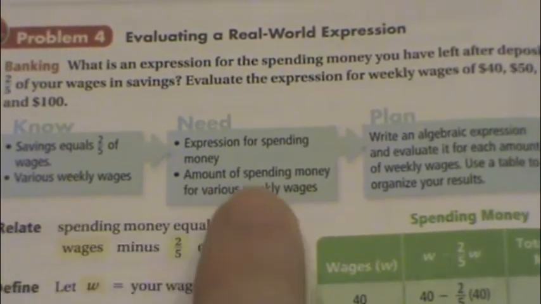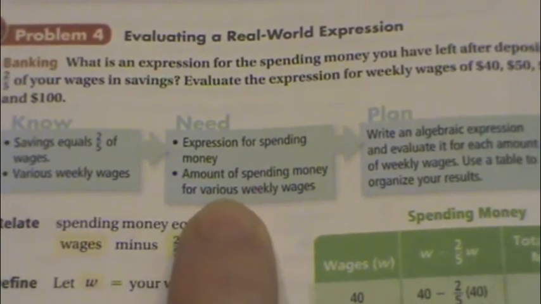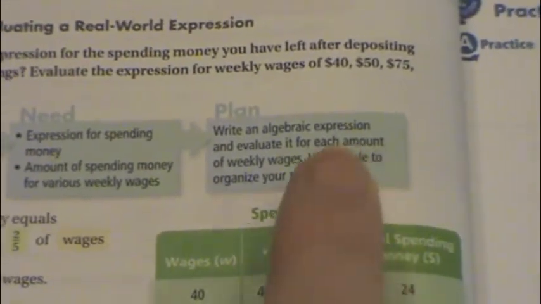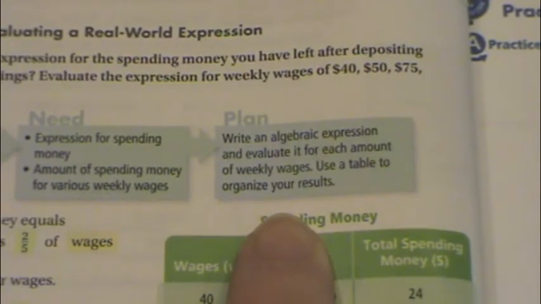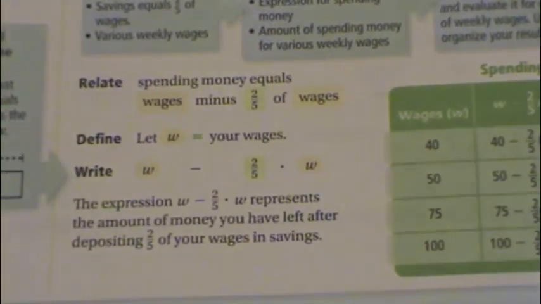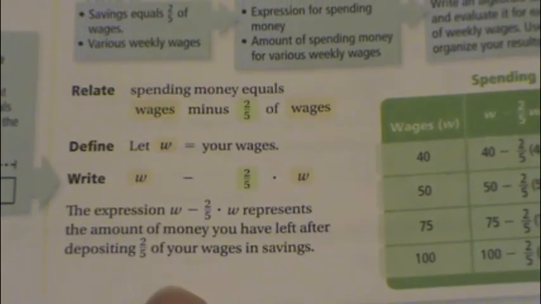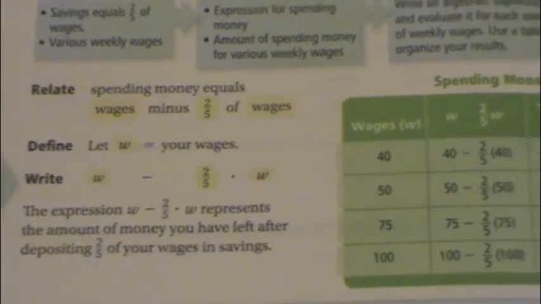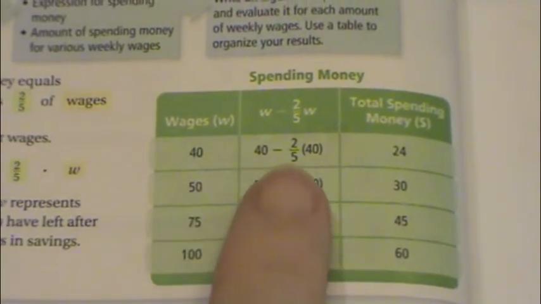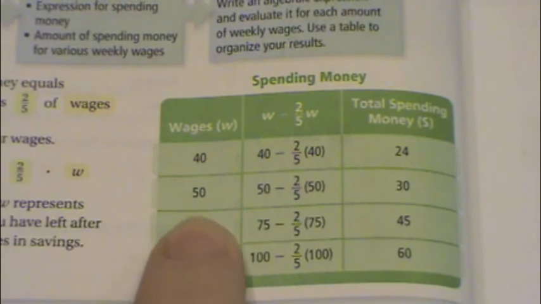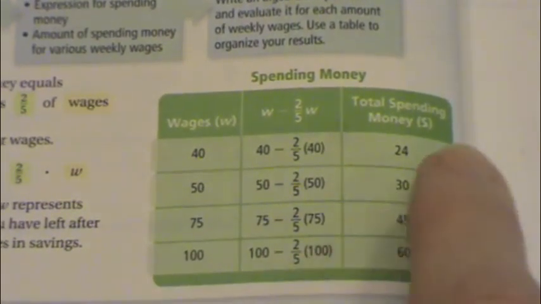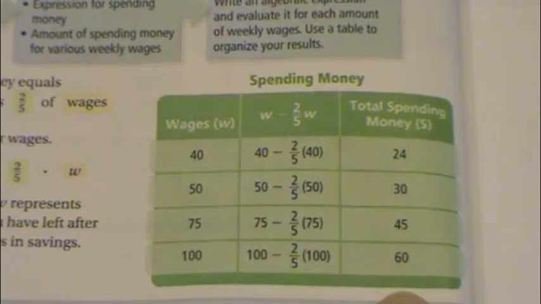What do you need? You need to figure out what your spending money is for different wages. And then they give you a plan. Write an expression and evaluate it. And they even use a table to show you how it's done best. All right? I want you to look through this. This table is very helpful. Figuring out what they did. Here's the column with the wages. Here's the math that they performed on those wages to figure out what your spending money is.